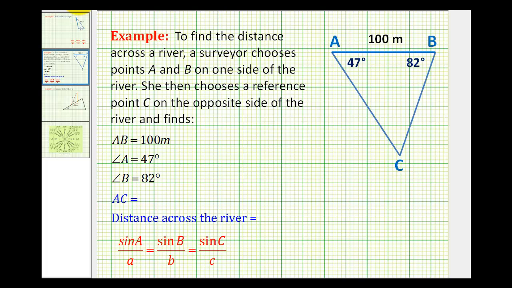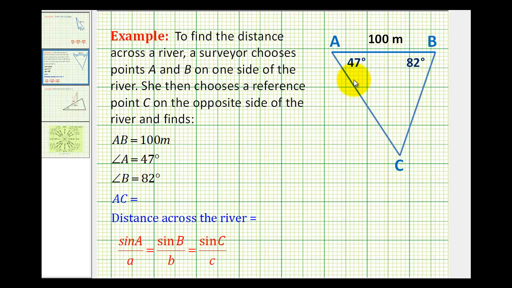Here's an application problem that can be solved using the law of sines. To find the distance across a river, a surveyor chooses points A and B on one side of the river. She then chooses a reference point C on the opposite side of the river and finds the length from point A to point B is equal to 100 meters, and the measure of angle A is 47 degrees, and the measure of angle B is 82 degrees.